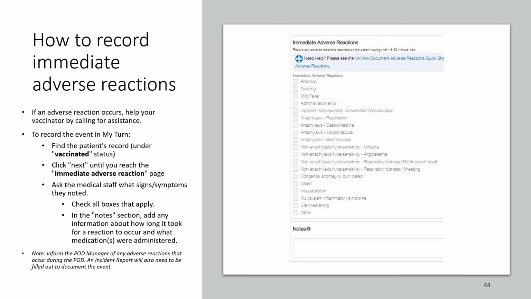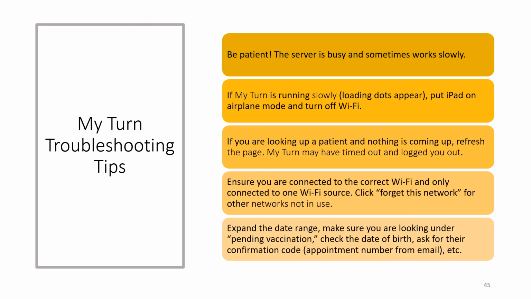This concludes the scribing section of this presentation. We will now proceed by discussing troubleshooting tips. Here are some tips to help you with common MyTurn issues and questions. Number 1. Be patient. The server is very busy and sometimes it just works slowly.